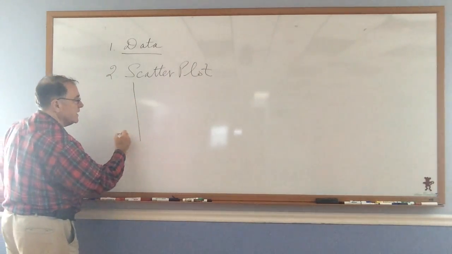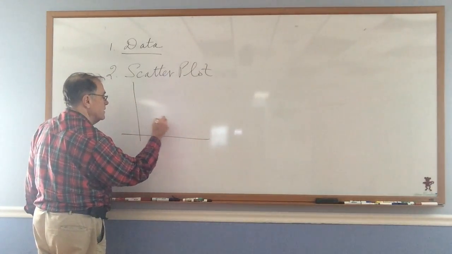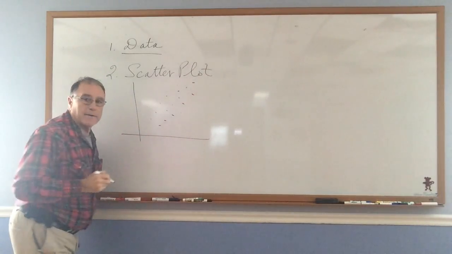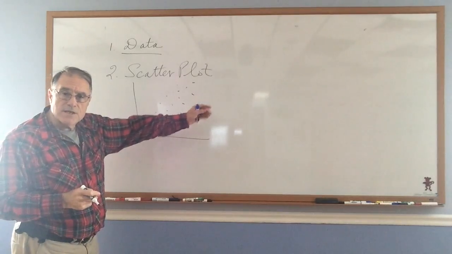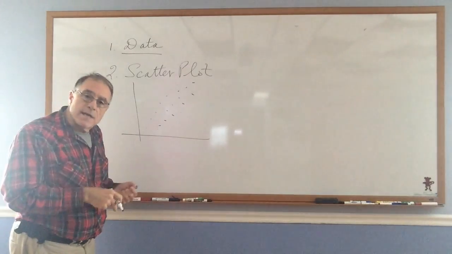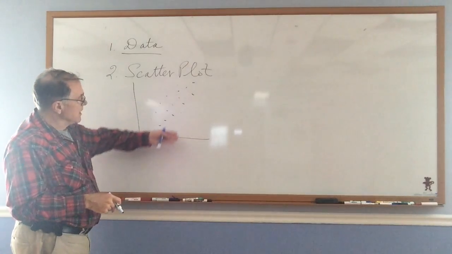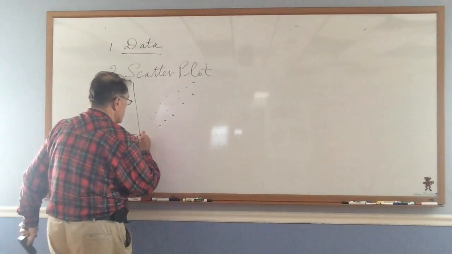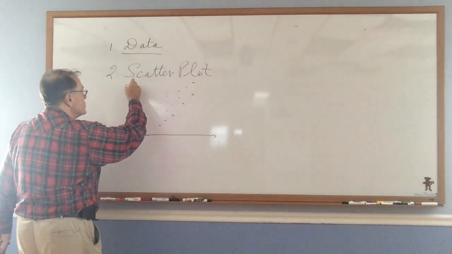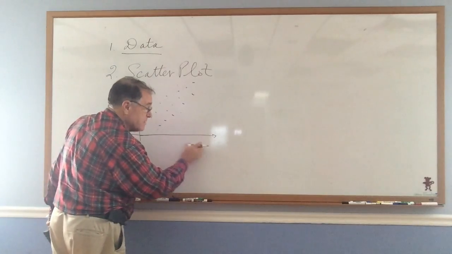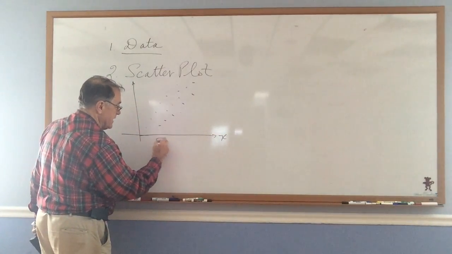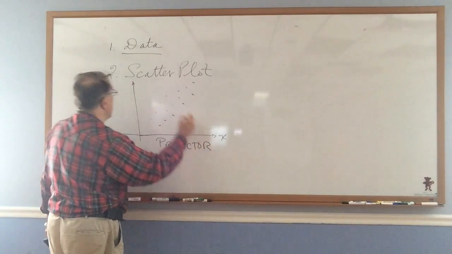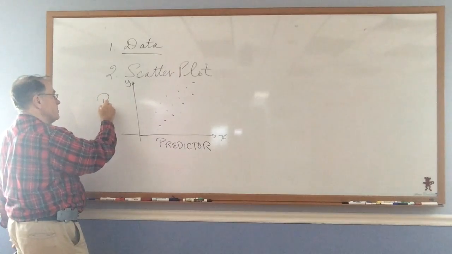And we want to see if the scatter plot indicates a linear pattern. And that could be one that's increasing or one that's decreasing. So this scatter plot would suggest that there is a positive linear correlation in these two sets of data. The X value, if you will, is the predictor, and the Y value is the response.